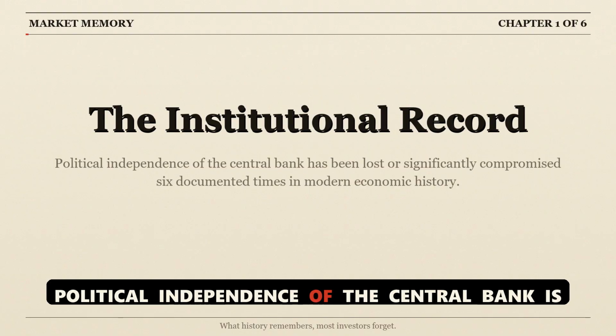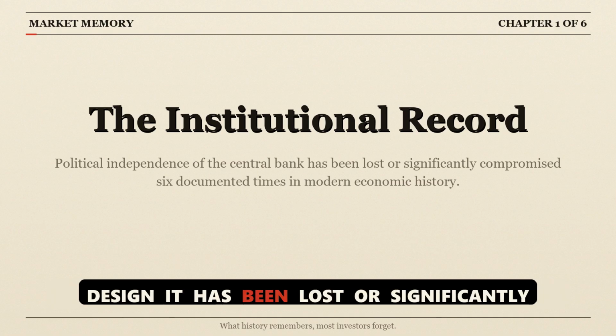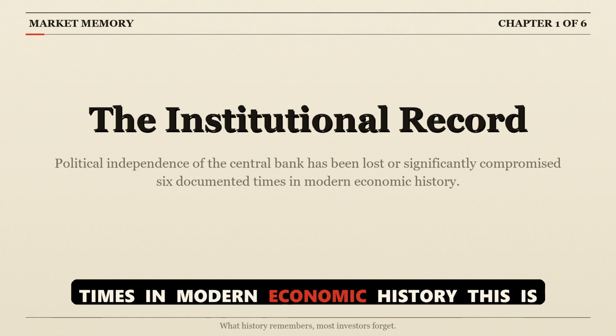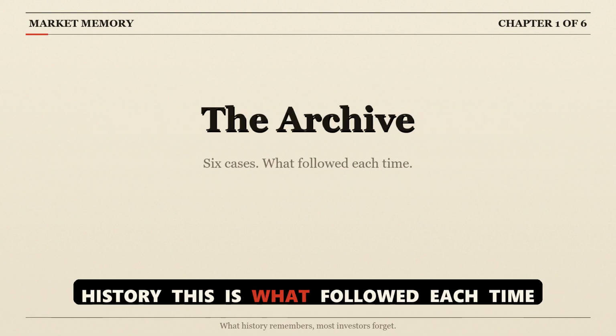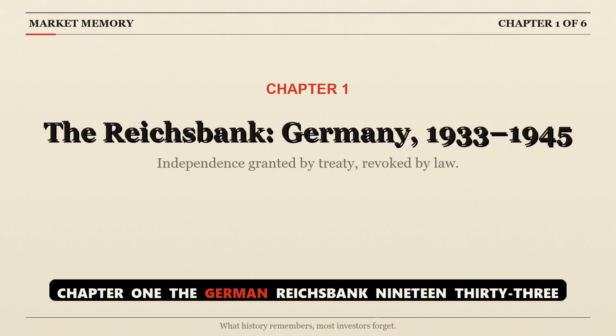Political independence of the central bank is a modern institutional design. It has been lost or significantly compromised 6 documented times in modern economic history. This is what followed each time. Chapter 1. The German Reichsbank.